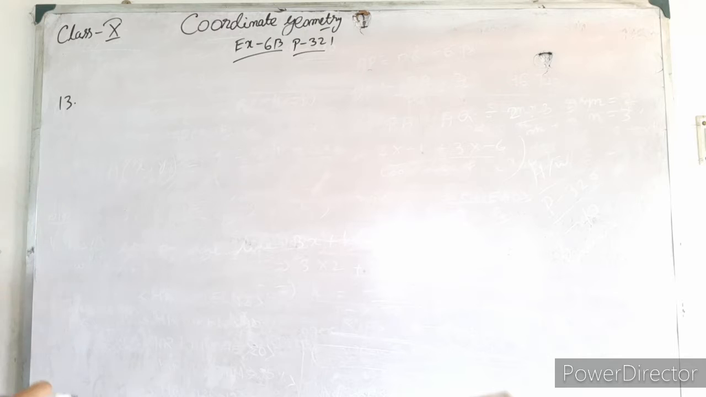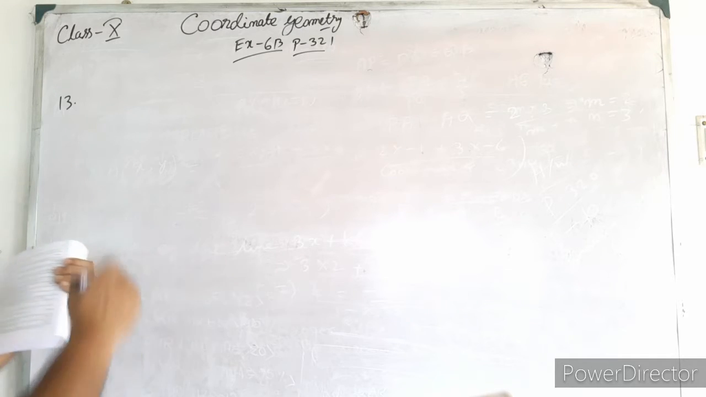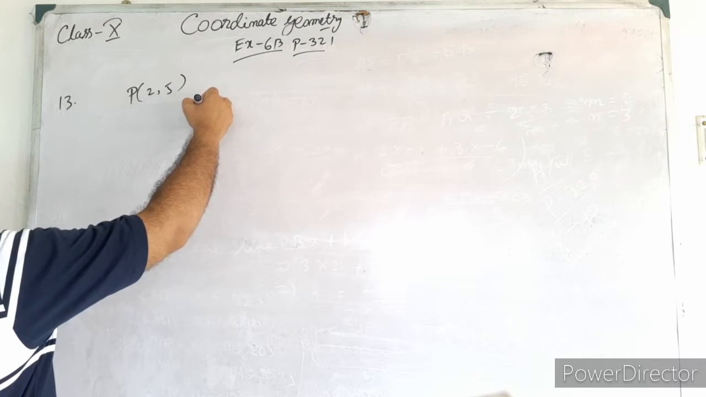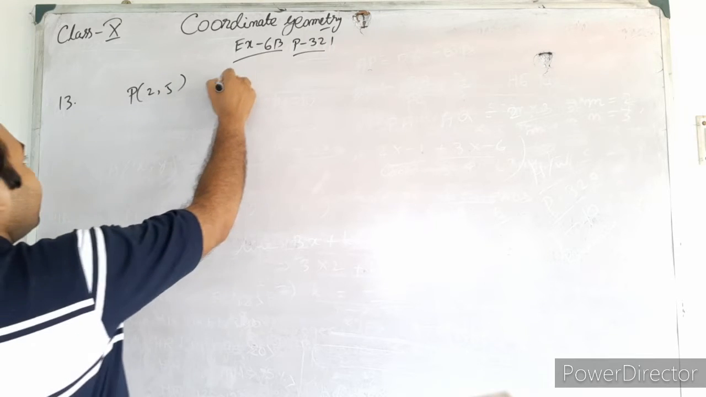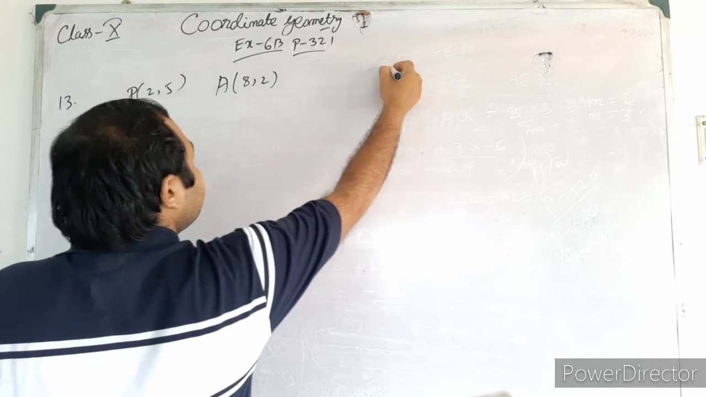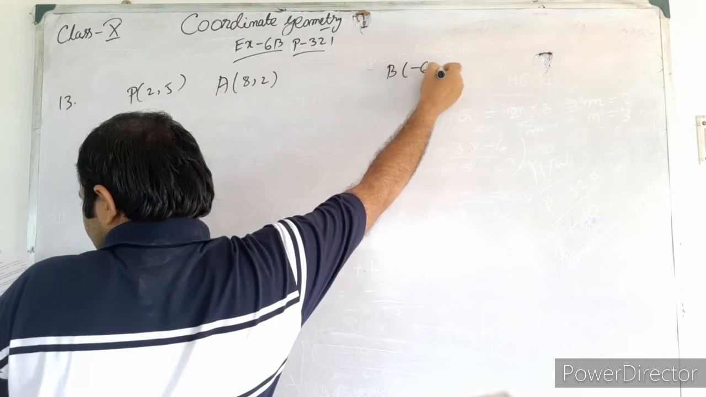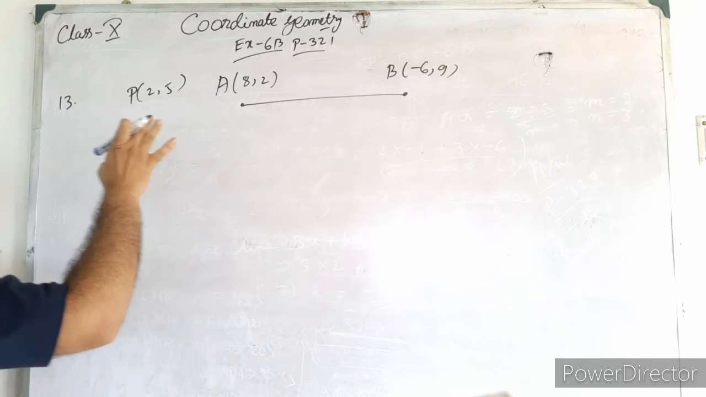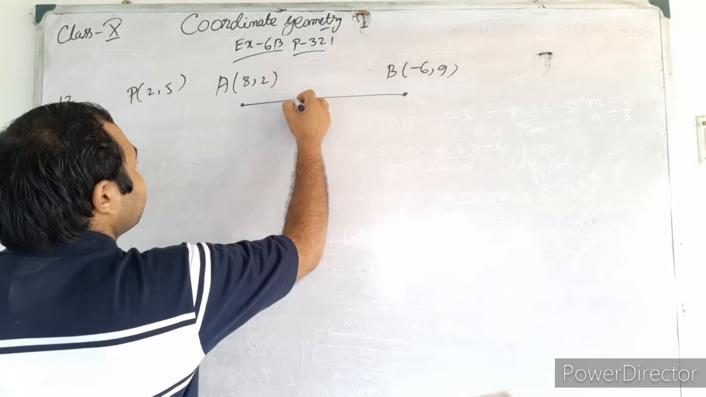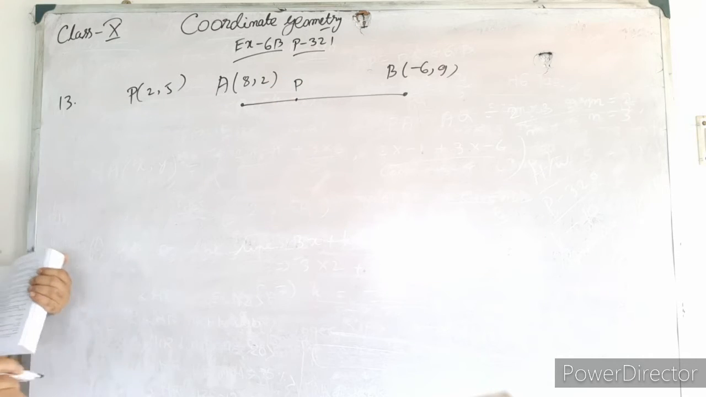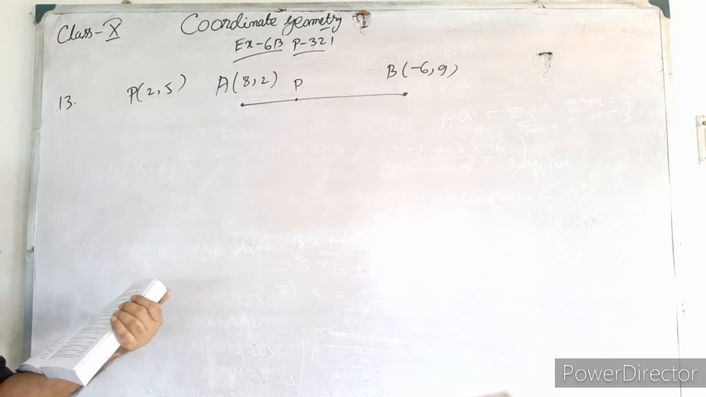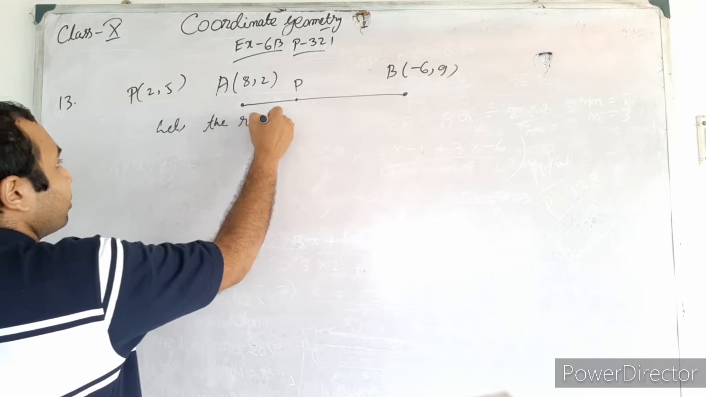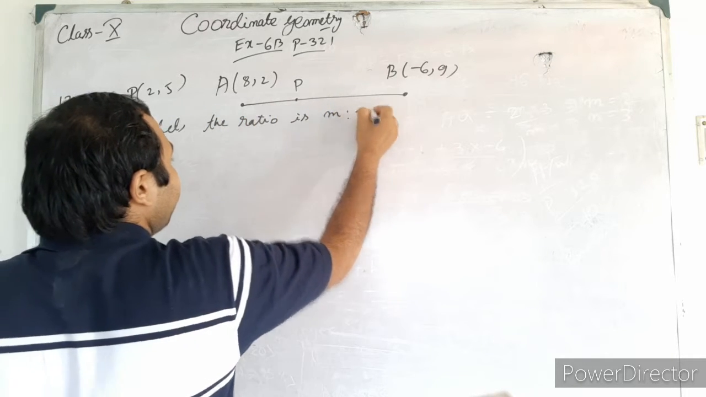So here, number 13. In what ratio does the point P(2, 5) divide the join of A(8, 2) and B(-6, 9)? A is (8, 2) and B is given as (-6, 9). It is a line segment and somewhere P is sitting there. I am taking P here. So in what ratio? You have to find the ratio here. Let the ratio be m:n.